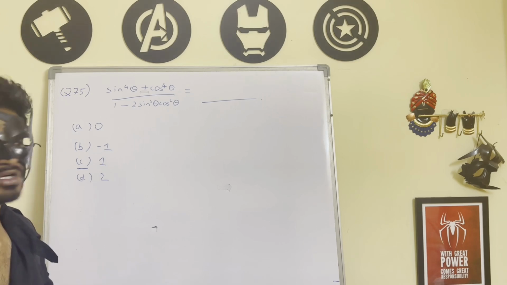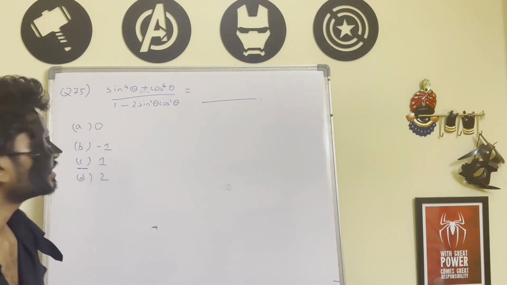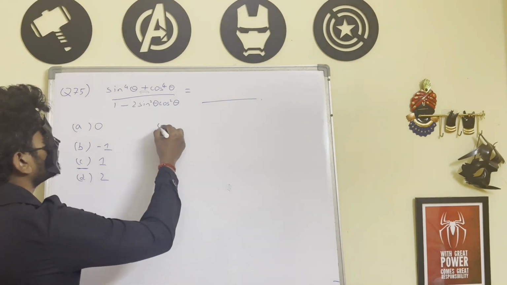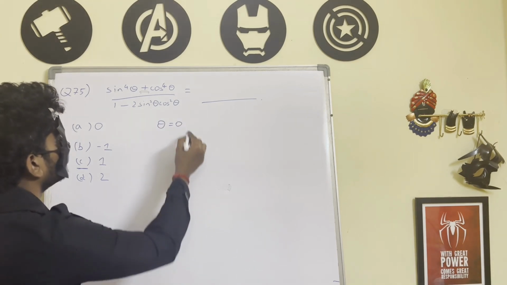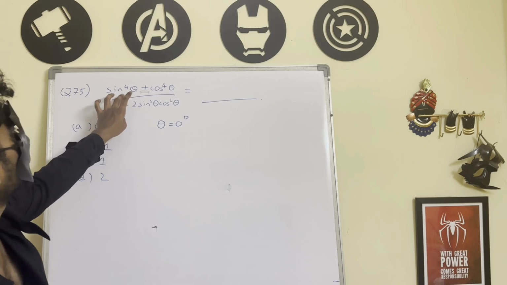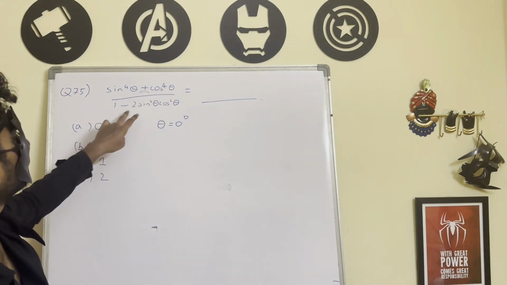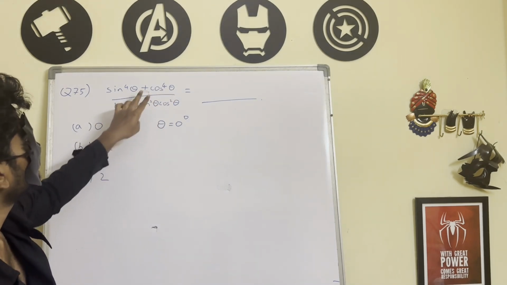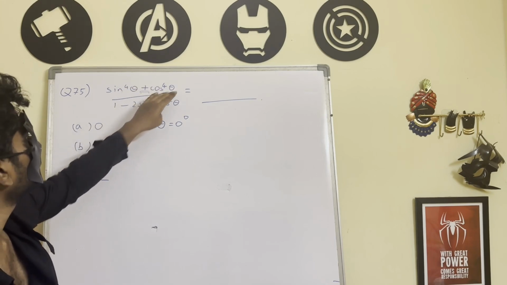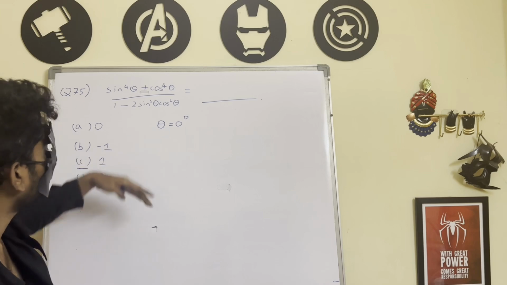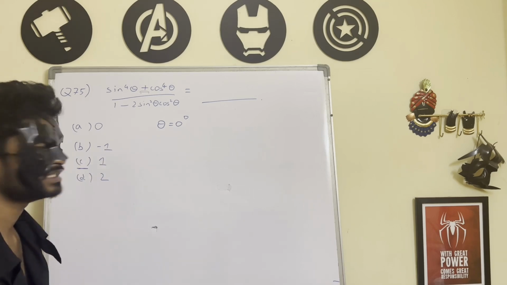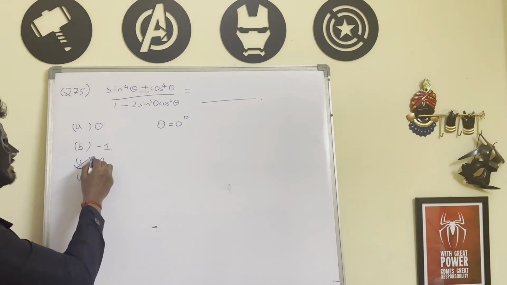Suppose if you would have forgotten this identity, then you can also use the value putting method. You can substitute theta is equal to 0 degrees. So if you substitute theta is equal to 0 degrees, this will become 0. This will become 1. 1 minus 2 into 0 into 1. So the numerator part will be 1. Denominator part also will be 1, so 1 by 1 will be 1. So you will easily mark answer C for this question.